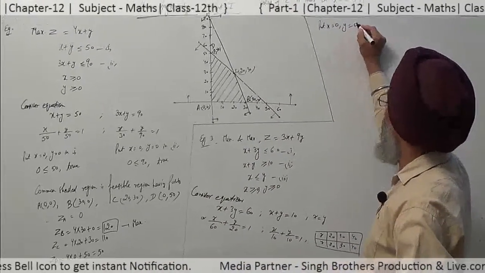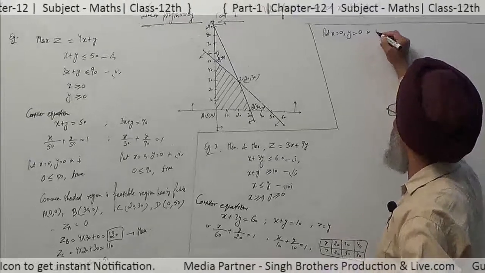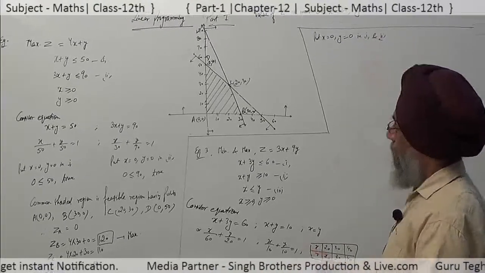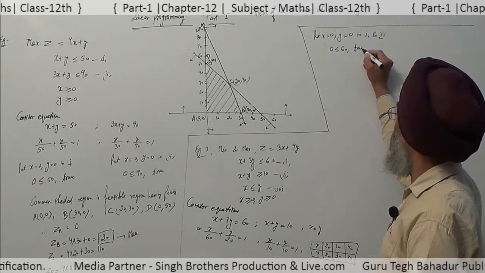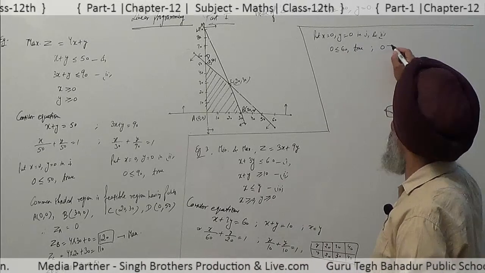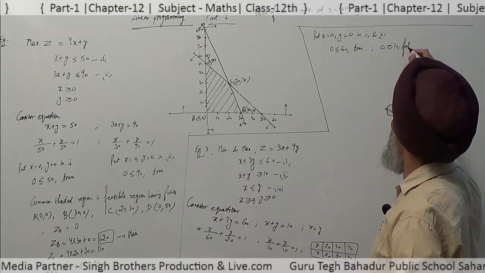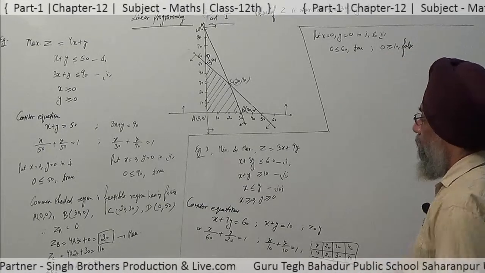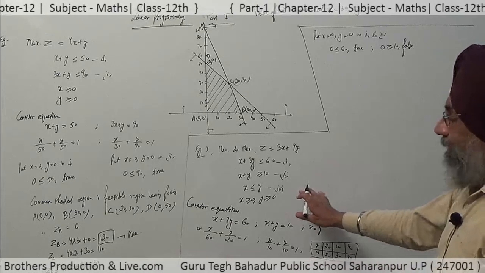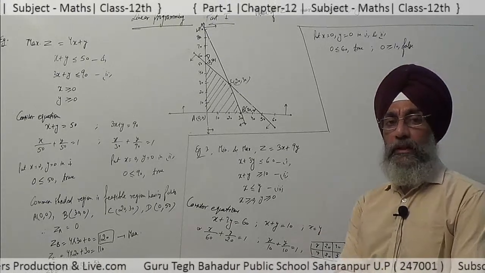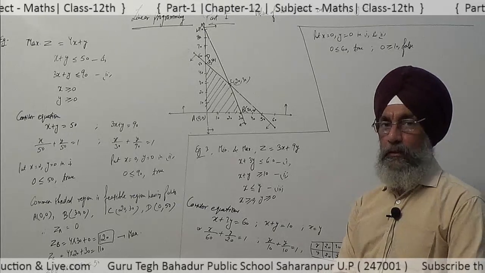Now if we take x 0, y 0 in the first and second, placing it in the first, what will come? 0 less than 60, that is true, and 0 greater than or equal to 10 is false. For the first it is true, for the second it is false. In the third case there can be no origin test, we have to use a separate method.